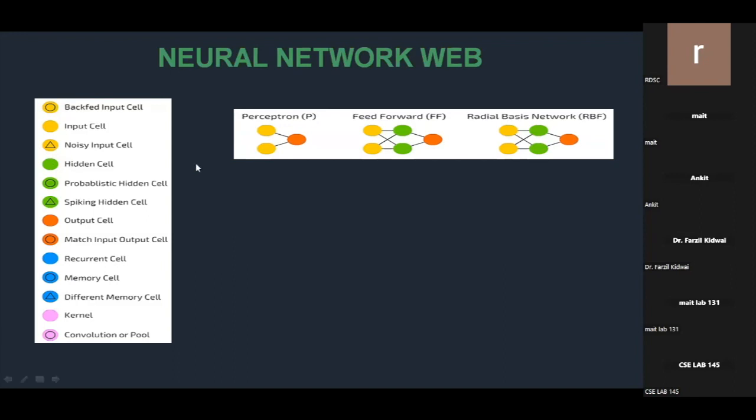So what is happening in a perceptron model? We have the input cell, and the orange one is the output cell: two inputs and an output. That's it. In the feed forward model, we have the input and output, and in between we have a hidden cell, which helps us compute more complex problems. Then we have the radial basis network with the same architecture as the feed forward, but a non-linear radial basis activation function is used in place of the linear function, and we get a new network called the radial basis network.